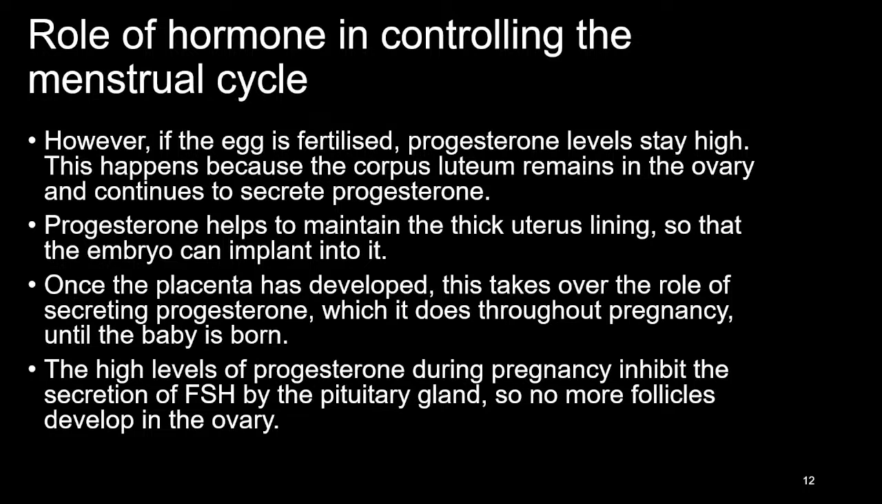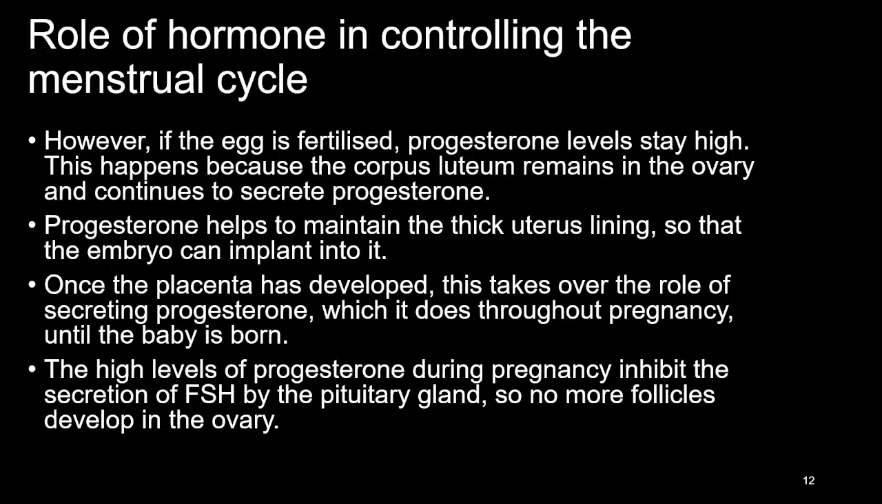However, if the egg is indeed fertilized, then progesterone levels stay high. This happens because the corpus luteum remains in the ovary and continues to secrete progesterone. Progesterone helps to maintain the thick uterus lining so that the embryo can implant into it. Once the placenta has developed, this is very, very important, the placenta takes over the role of secreting progesterone, which it does throughout pregnancy until the baby is born.